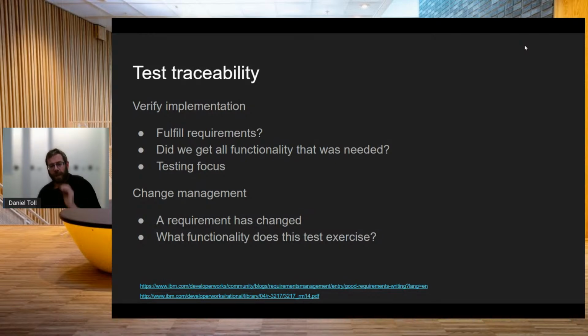We talked a little bit about test traceability earlier also, and test traceability is usually when we generate test cases from use cases, we want to know things. We want to know if we are fulfilling all the requirements. Did we get all the functionality that was needed? We need to be able to focus our testing perhaps on main success scenarios or on alternate scenarios or stuff like that. But the reason this is important is change management. So if either a requirement changes or we need to change something big in the code, we need to understand how that affects things.